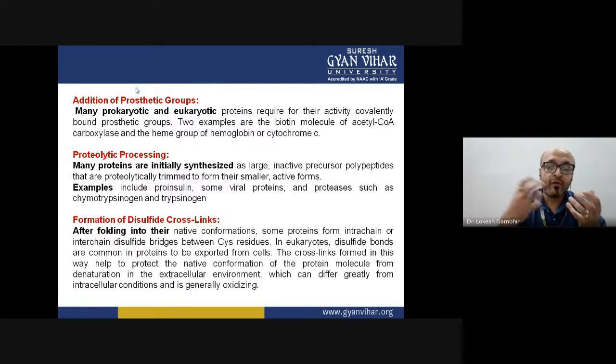Then we have proteolytic processing also. What is proteolytic processing? When the zymogens are converted into active enzymes, like trypsinogen after proteolytic cleavage is converted into trypsin, or proinsulin, which is secreted from the pancreas, undergoes proteolytic cleavage to give rise to insulin.